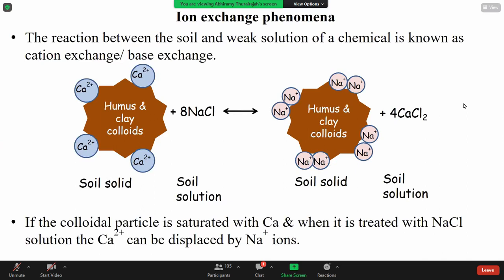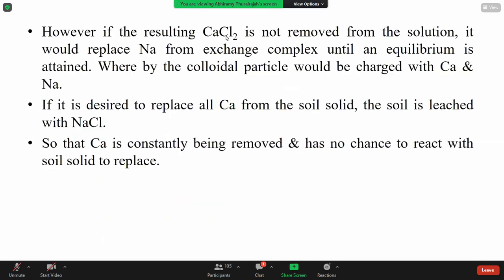If the colloidal particles are saturated with the calcium and when treated with the sodium chloride solution, the calcium can be displaced by the sodium ions. If you want to replace all the calcium in the colloids, we need more sodium chloride, right? However, if the resulting calcium chloride is not removed from the solution, it would be replaced by sodium from the exchangeable complex until the equilibrium is attained, whereby the colloidal particles would be charged with calcium and the sodium.